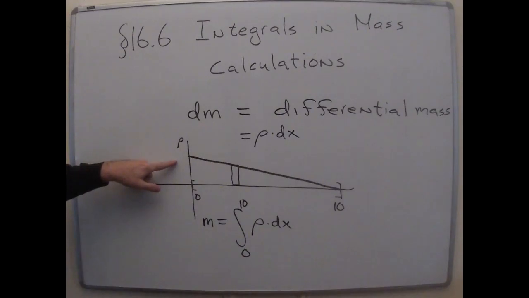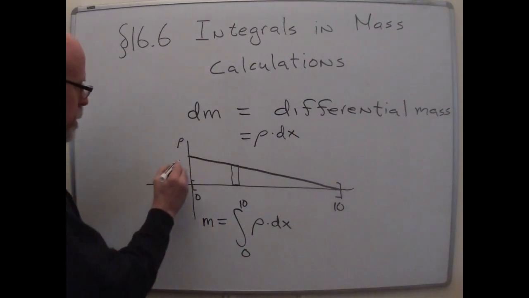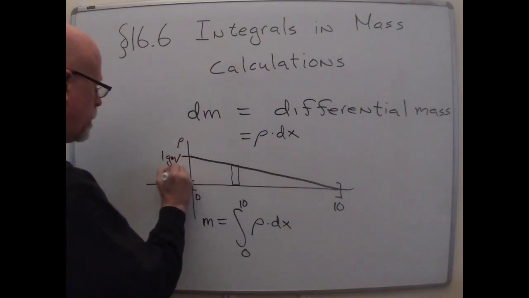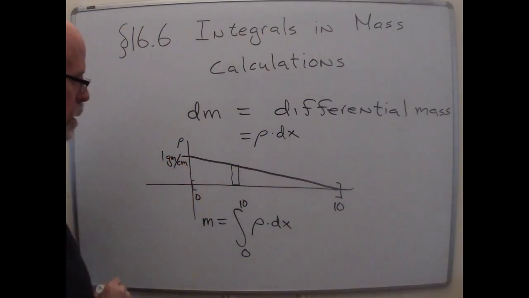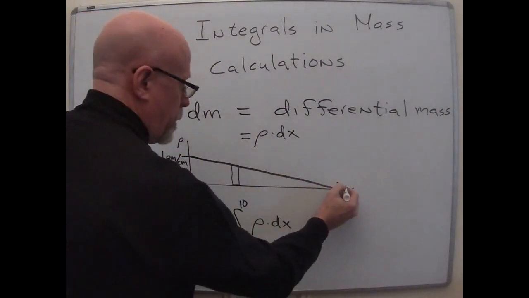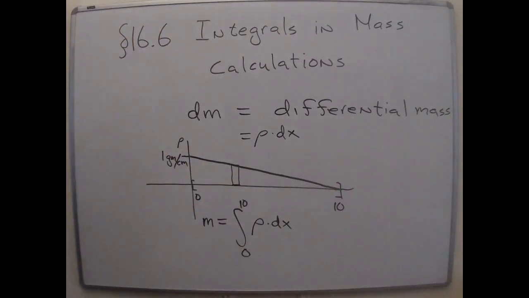Let's just make this a little more concrete here. Suppose this density started out at 1 gram per centimeter. I've got a thing 10 centimeters long. At one end it's 1 gram per centimeter, at the other end it's 0 grams per centimeter. It's tapering off to 0 at the end.